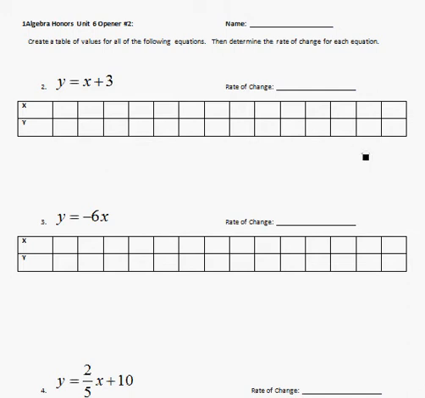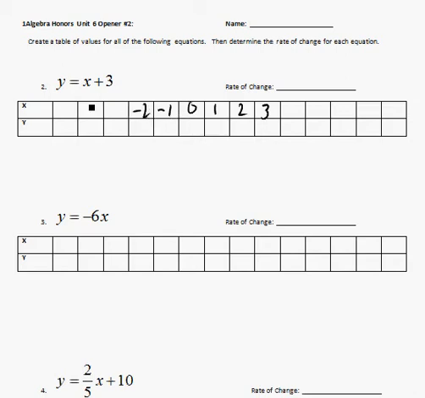Create a table of values for all of the following equations, then determine the rate of change for each equation. So for the first equation, y equals x plus 3, I'm going to choose a number of values of x. I'll start with 0, and then I'll try a few positive x's, and I'll try some negative x's as well.